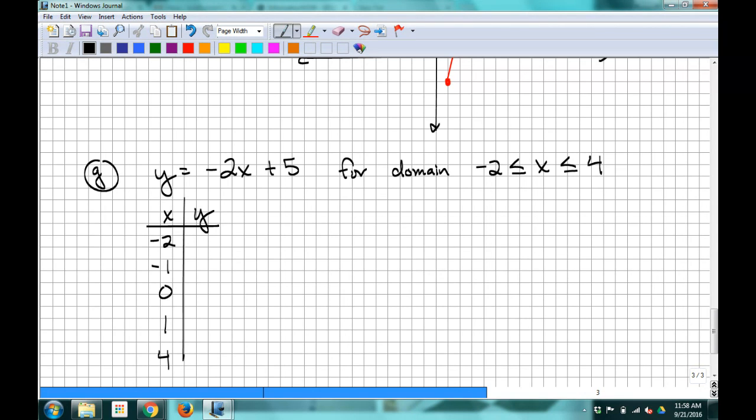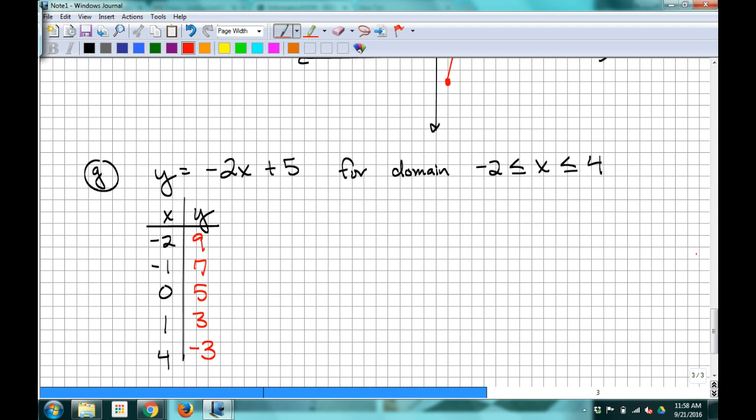Okay, so negative 2 times negative 2 is 4 plus 5 is 9. 2 plus 5 is 7. 0 plus 5 is 5. Negative 2 plus 5 is 3. Negative 8 plus 5, negative 3.